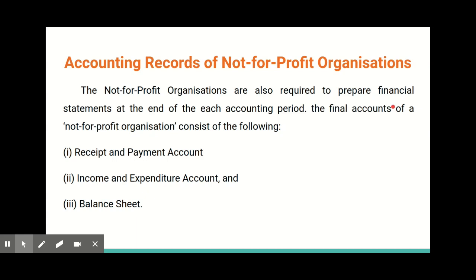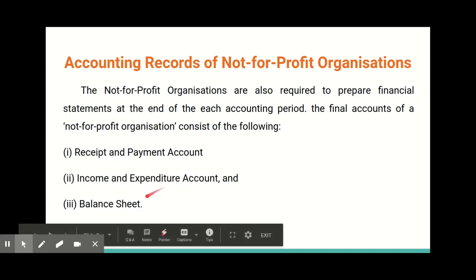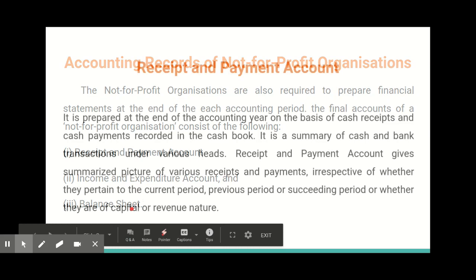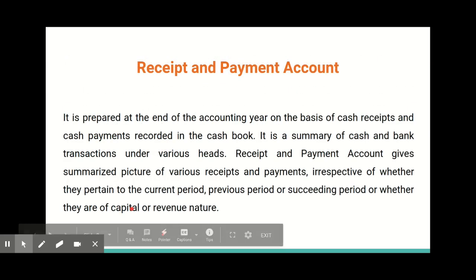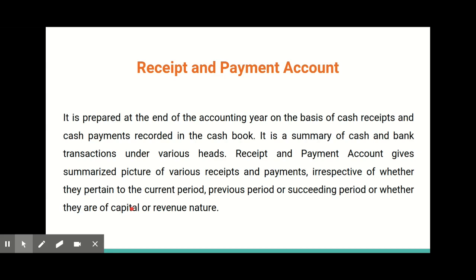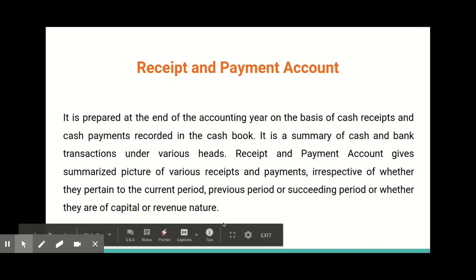the community. Okay, like a profit organization, the non-profit organization also prepares final accounts at the end of the accounting period. The final accounts of a non-profit organization consist of the following: receipts and payments account, income and expenditure account, and balance sheet. So first we are going to see the receipts and payments account. Receipts and payments account is formed on the basis of cash basis of accounting. So it records all the cash receipts and payments just like we are recording in the cash book.